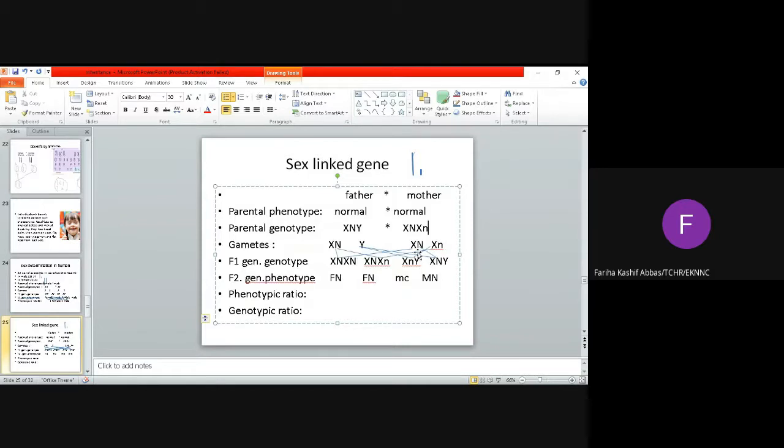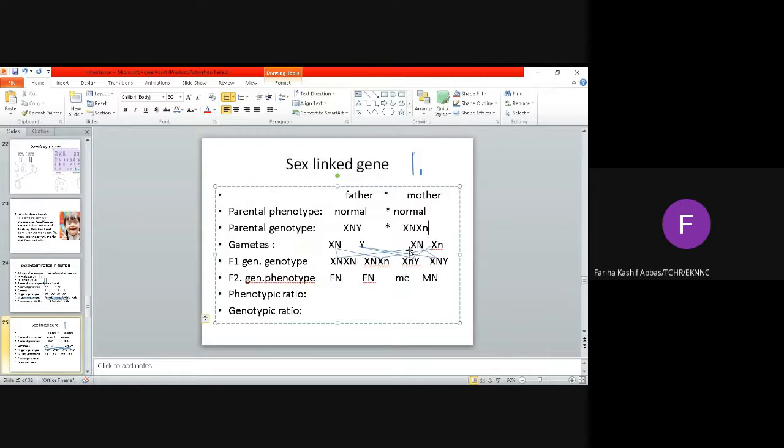When random fertilization occurs, X capital N X capital N will form. You have to write the capital N in superscript, not on the same line. So we get X capital N X capital N, X capital N X small n, X small n Y, and X capital N Y. Now, what are their phenotypes? X capital N X capital N means normal female. X capital N X small n means normal female. X small n Y means color blind male. X capital N Y means normal male.